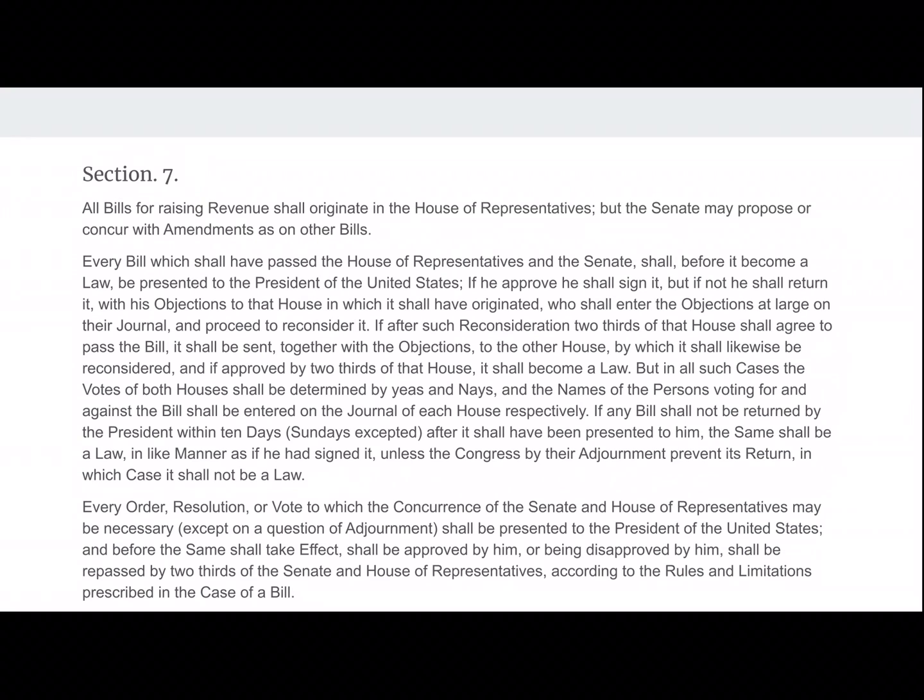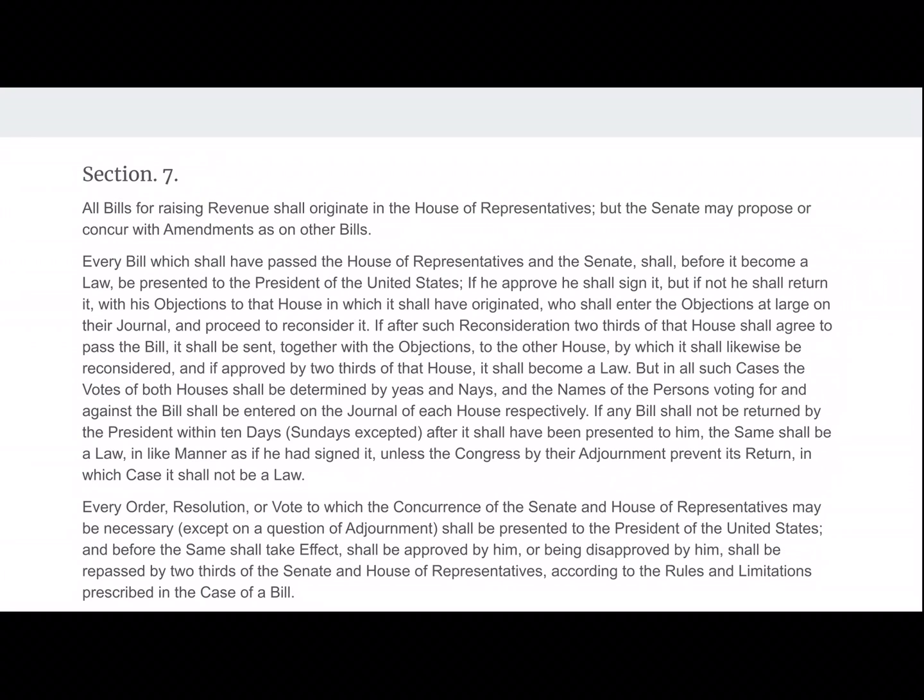You're not allowed to just kind of take your time and hope that the Congress forgets that you haven't signed the bill. You got to return it. Every order, resolution, or vote to which the concurrence of the Senate and House of Representatives may be necessary, except on a question of adjournment, shall be presented to the President of the United States, and before the same shall take effect, shall be approved by him or her, or being disapproved by them, shall be repassed by 2/3 of the Senate and the House of Representatives according to the rules and limitations prescribed in the case of a bill.